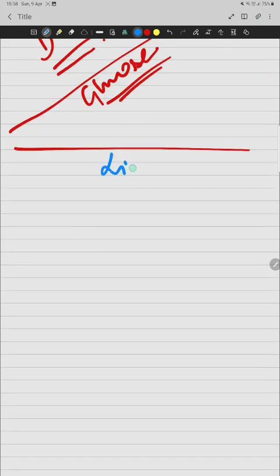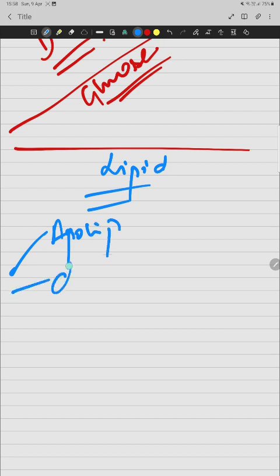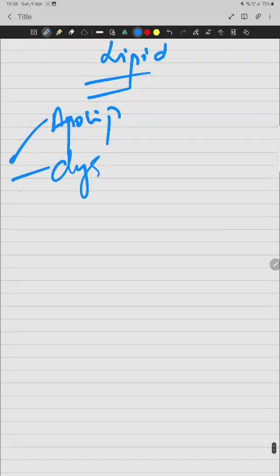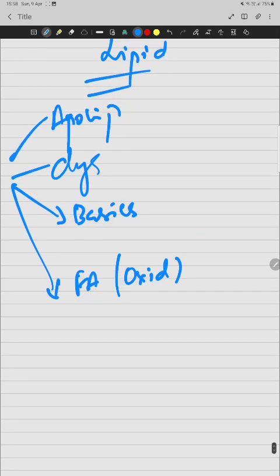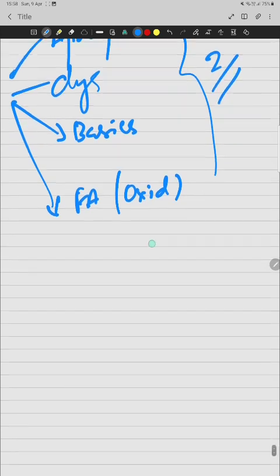Continuing with lipid metabolism. In lipid metabolism there will be 3 to 4 regions from which questions mostly come. First is apoproteins, the apolipoprotein numbers. Second is dyslipidemias and the basics of lipids. And the last section is fatty acid oxidation. In these subtopics, definitely 2 questions will be coming, any 2. So starting with the basics.